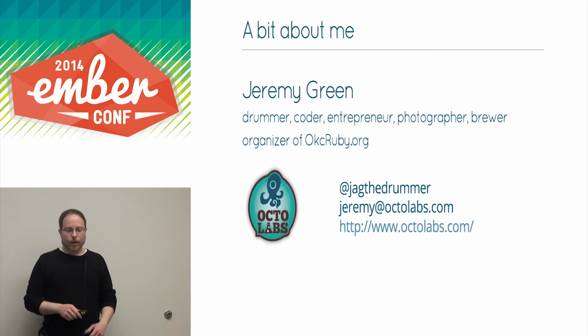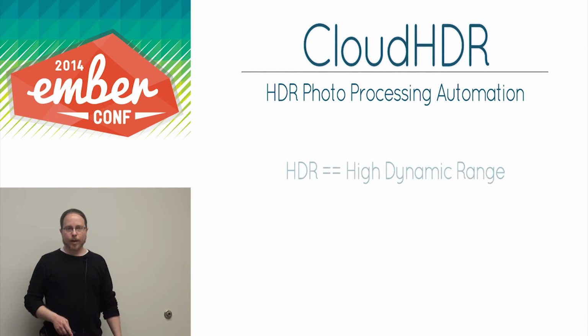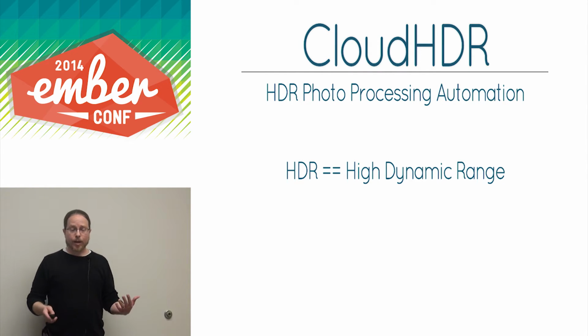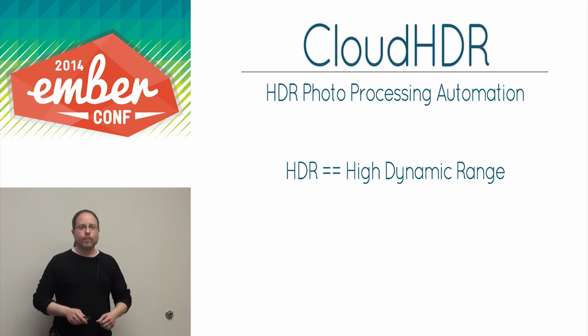So CloudHdr is an HDR photo processing automation app. And what HDR stands for is high dynamic range. And dynamic range is the measurement between the lightest part of a scene and the darkest part of a scene when you're taking a photo.